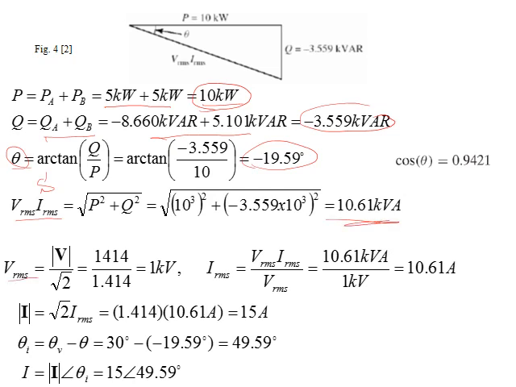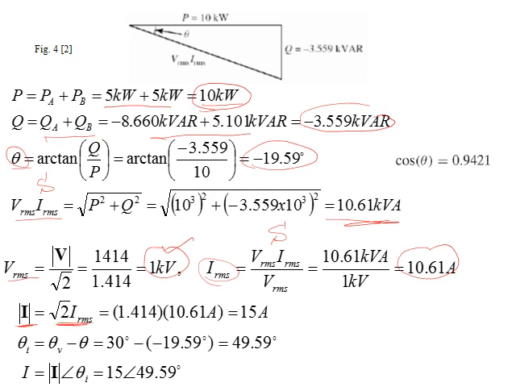Now VRMS is given in the question. It's 1414 over square root 2. We have VRMS. What about IRMS? This is what I want. The total RMS current is S over VRMS, which is already calculated here. We got the current. Don't forget, we want to know the power factor also, the current of the circuit coming from the supply, and its angle. Now the maximum current will be square root 2 times IRMS, because I'm looking for the maximum.